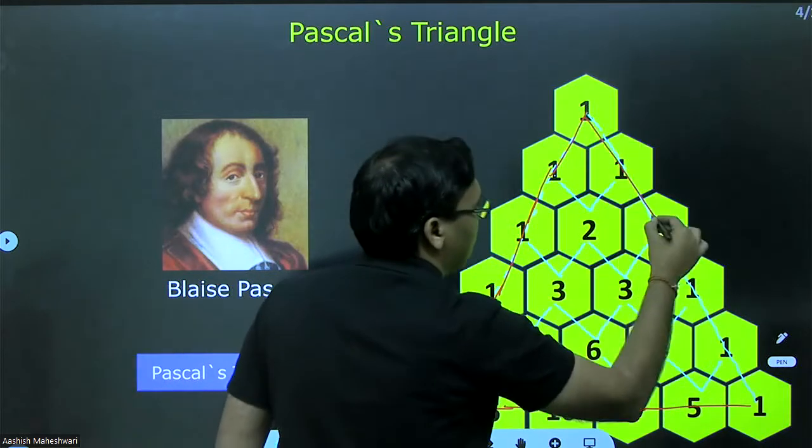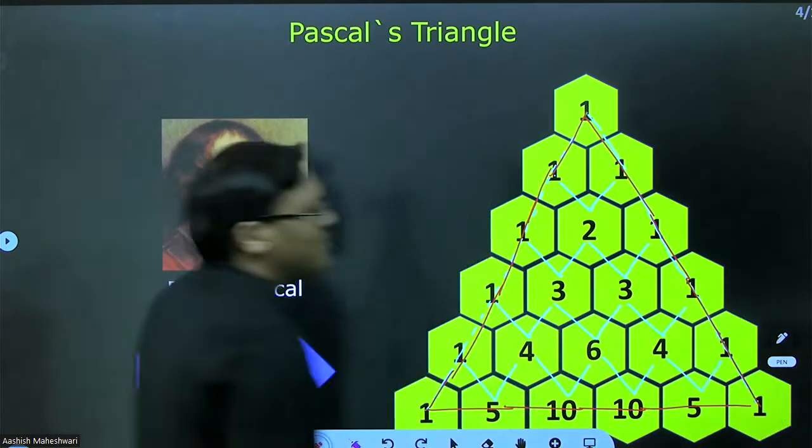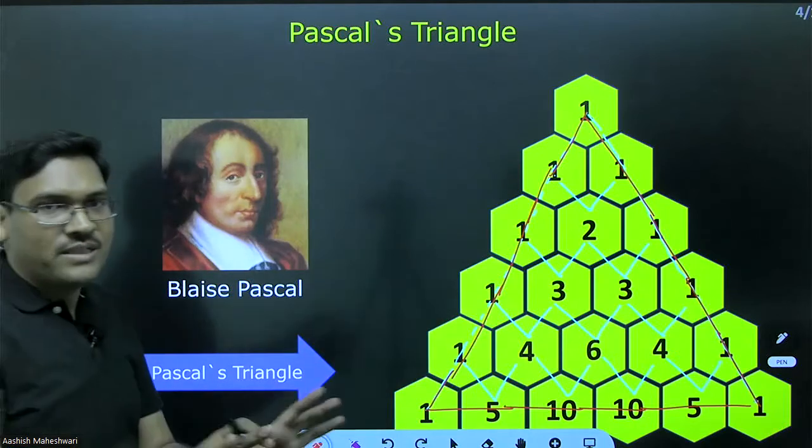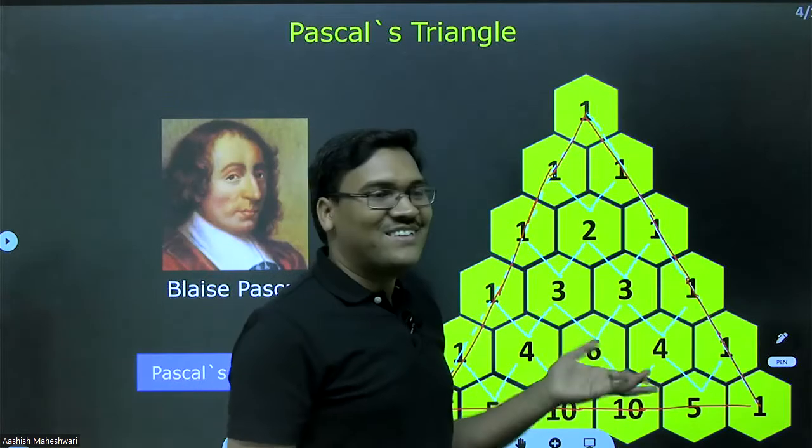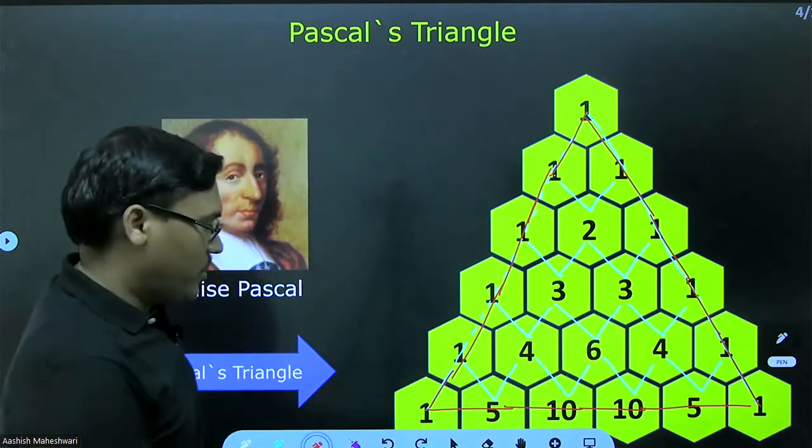This is one triangle we are getting. This is why this is called Pascal's triangle. There is nothing related to triangle. The only thing is this is something forming a triangle. That is why this is called Pascal's triangle, right? So you can again continue.